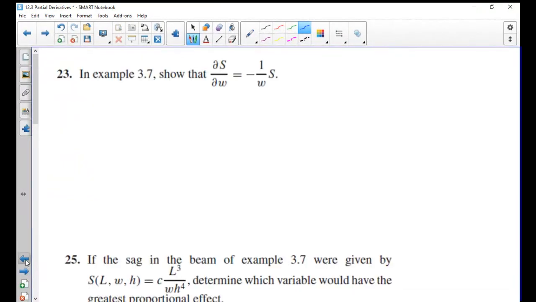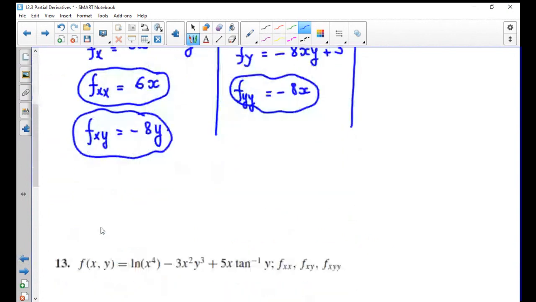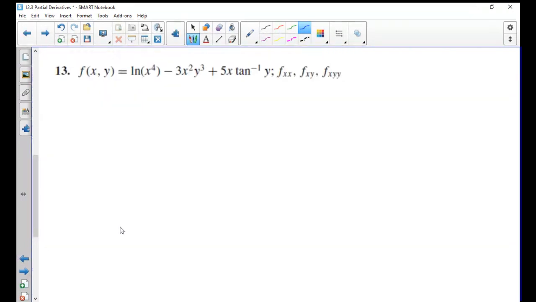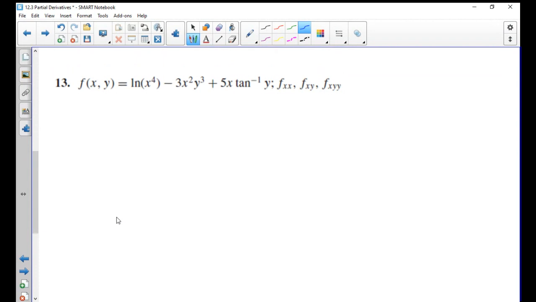Okay, let's do one last one then, please. Let's do this one, and then we can have a small break. Okay, so this time I want to differentiate this function. I want these three things.